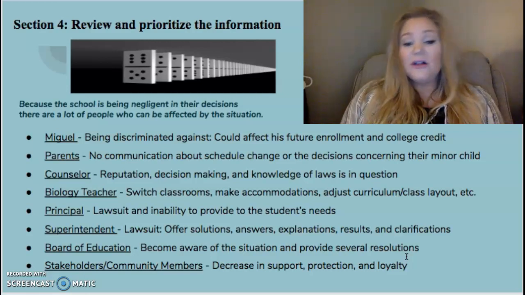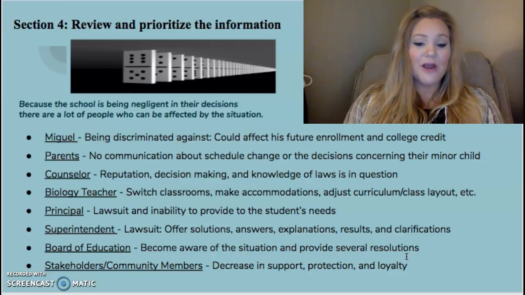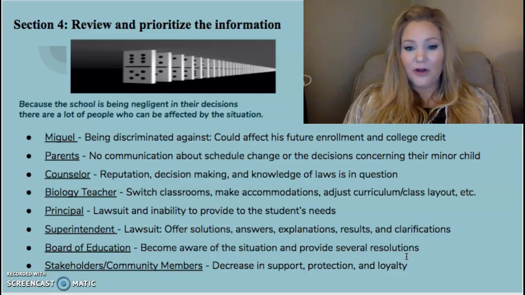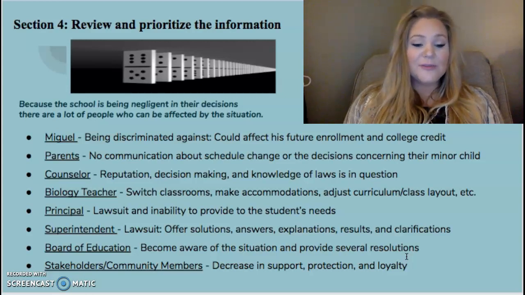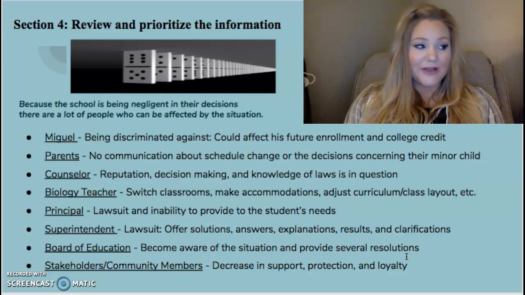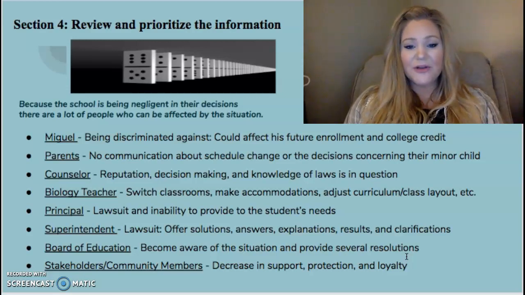The biology teacher is going to be affected. She or he might have to switch classrooms, make accommodations, adjust the curriculum or the class layout. Also, the students that are taking biology might be affected in some way. The principal, which in this case study would be me: there could be a lawsuit and an inability to provide the students' needs. That's a huge reason why I want to do what I do, to provide for each student and get them what they need. To have a student who feels like their needs are not being met would be heartbreaking to me, and also would be a legal issue.